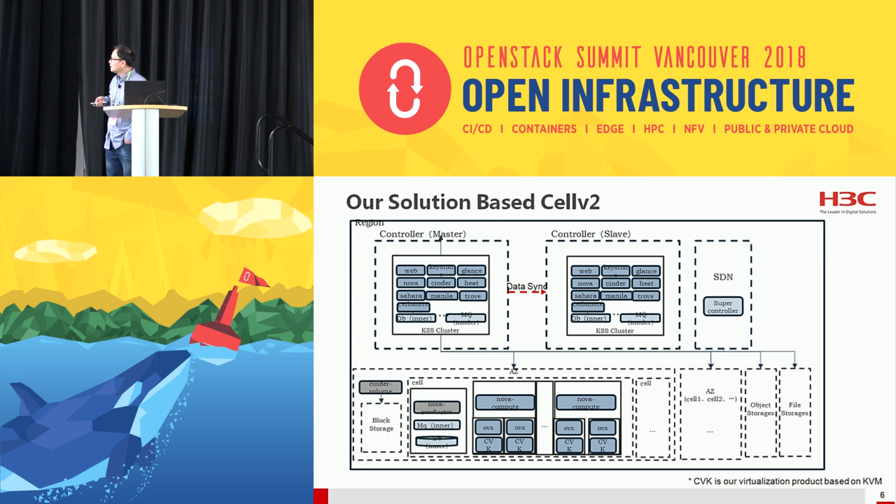In every cell, there are many Nova computes which match many CVK, which is our private virtualization product based on KVM. There's a super controller which communicates with the Neutron server. We use a Kubernetes cluster for HA.